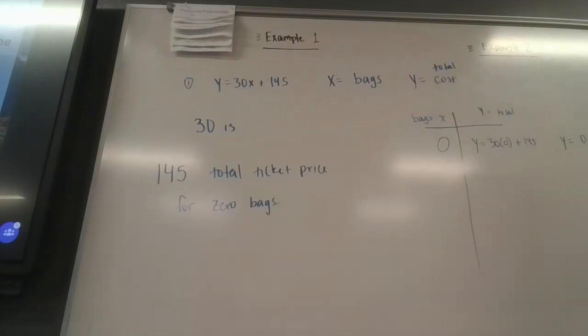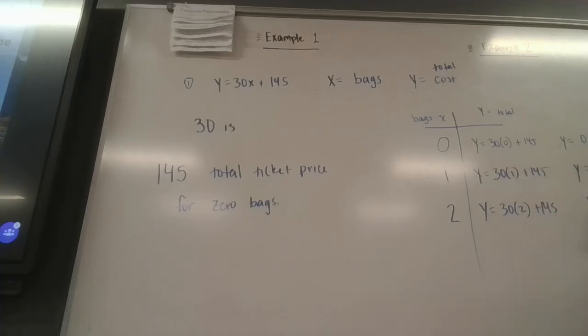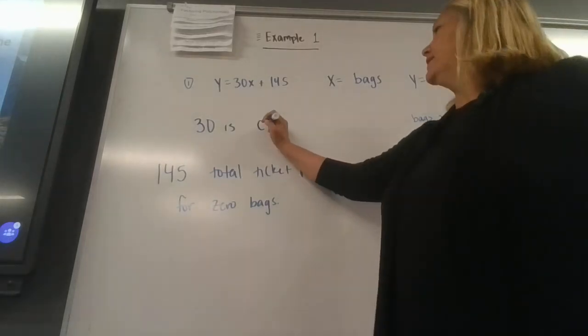So then if we take 1 bag, it's 30 times 1 plus 145. The cost would be 175. If we take 2 bags, 30 times 2 plus 145, that's 60 plus 145, that's 205. So what does the 30 represent, y'all? It is the slope. What does it represent for the airplane ride? The cost per bag.